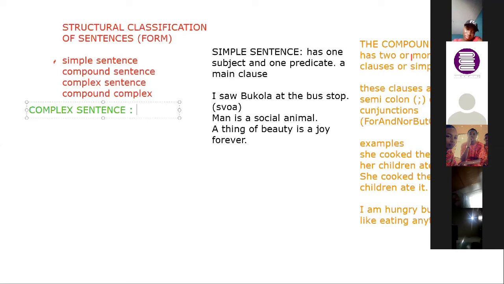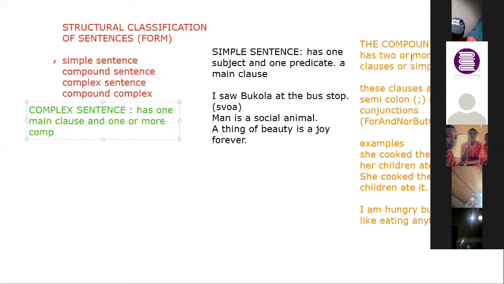A complex sentence has one main clause and one or more subordinate clauses. Do you understand it? One main clause, and one or more subordinate clauses. Do you understand me?